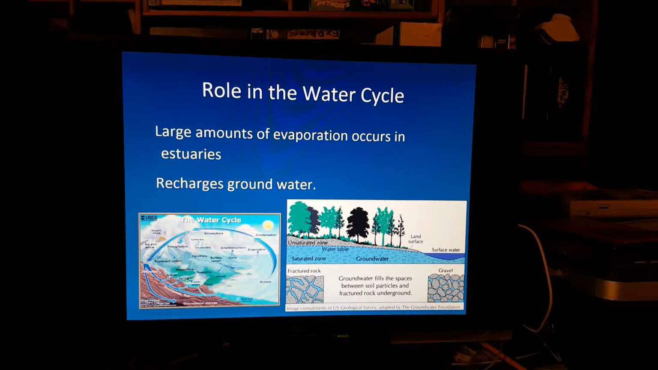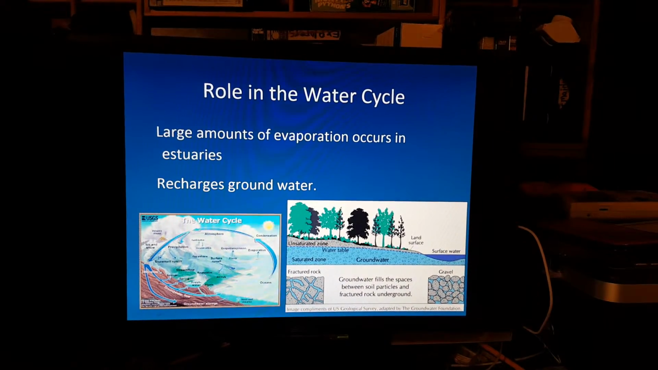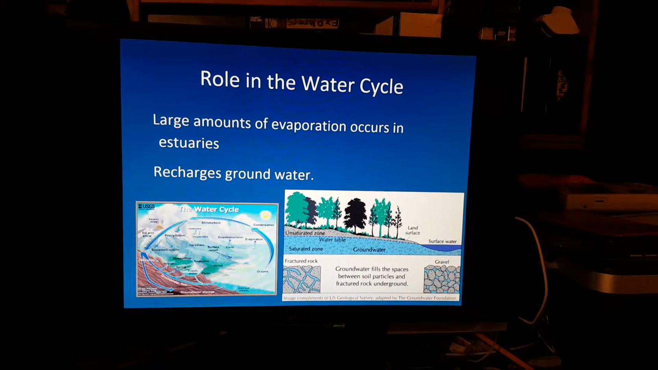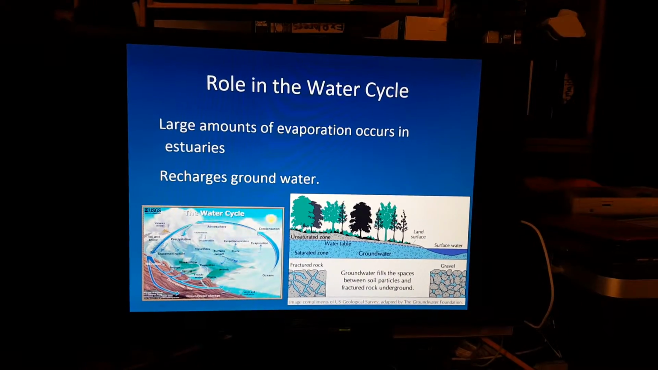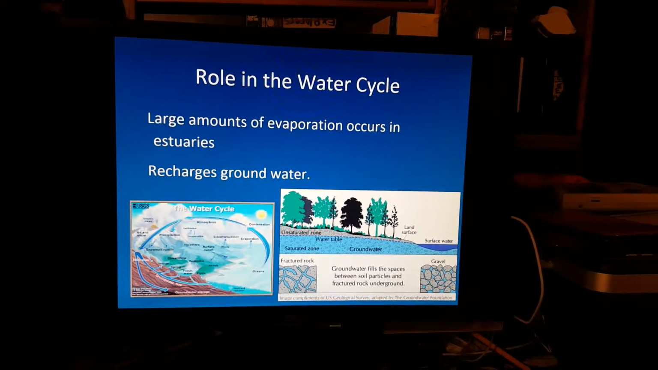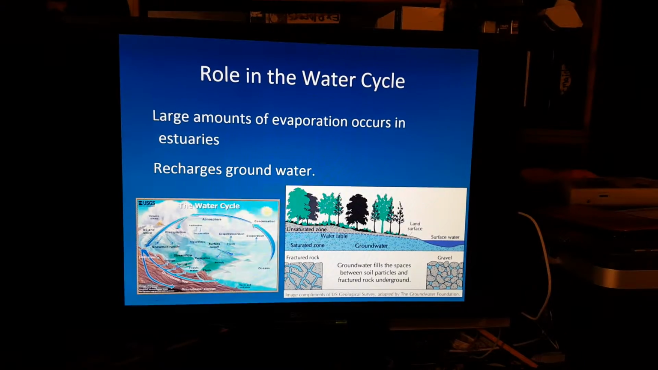It also recharges the groundwater. Groundwater is water held underground in the soil or in pores and crevices in rocks. This is critical because most of the fresh water is held underground. It's not above on the surface. Some rivers even come from the seepage of groundwater.